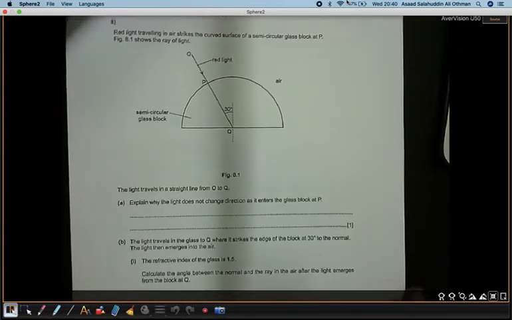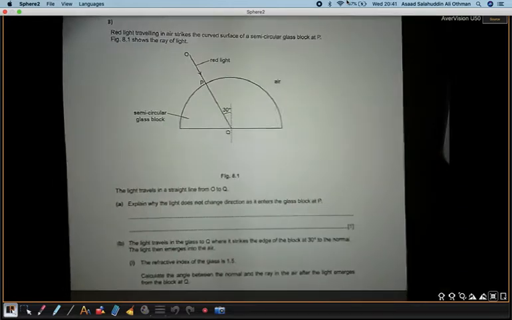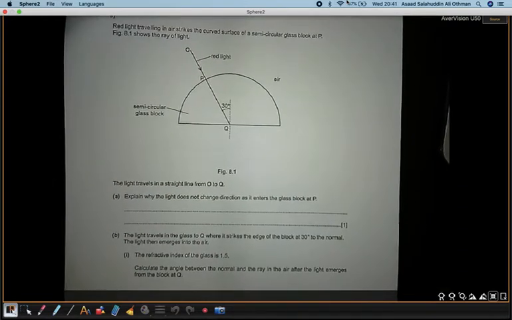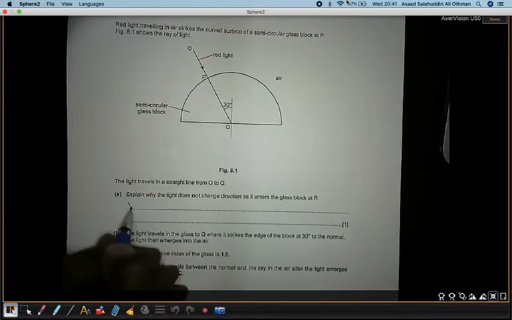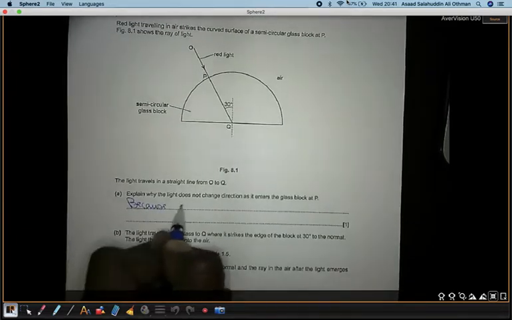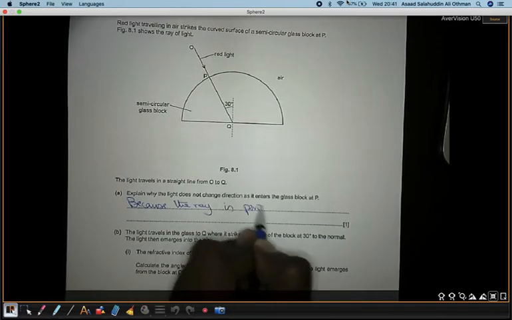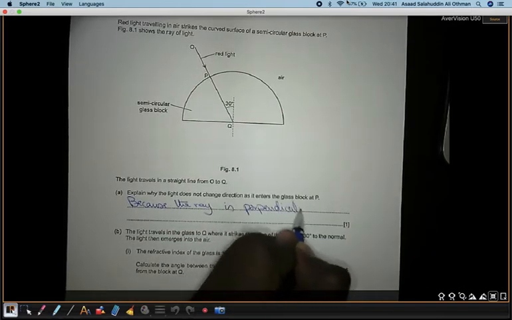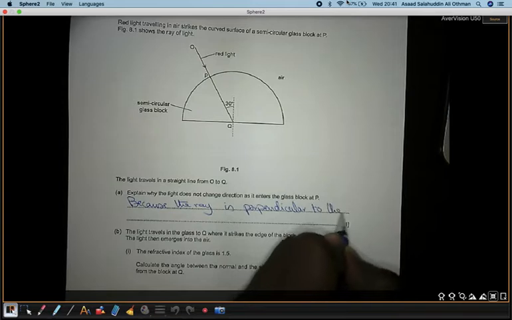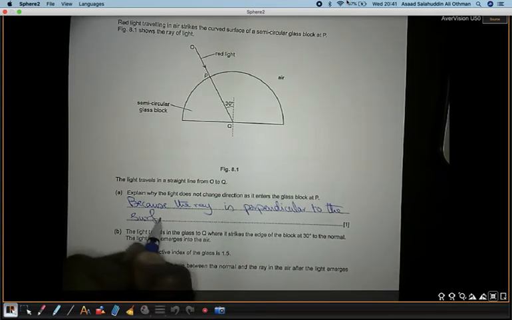Okay, in this question, explain why the light does not change direction as it enters the block at F. Because the ray is perpendicular to the surface.